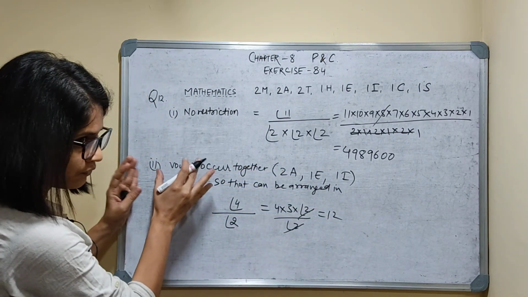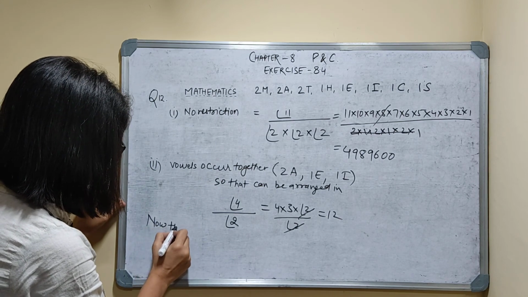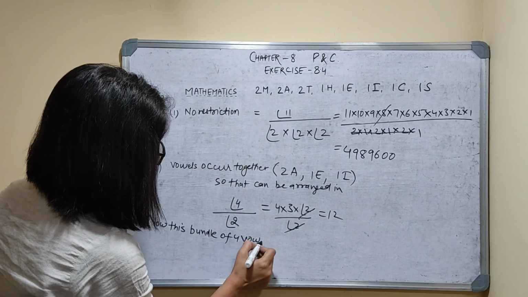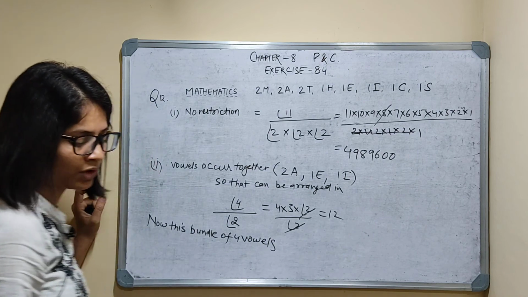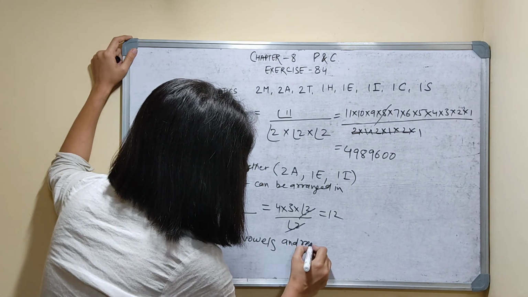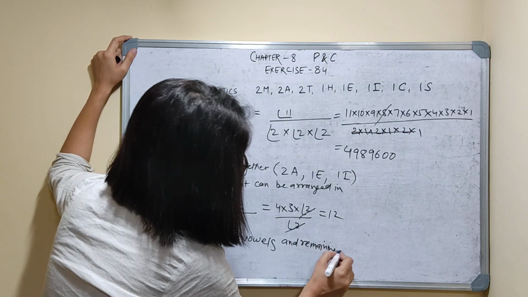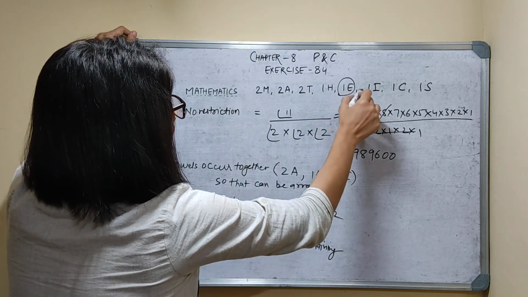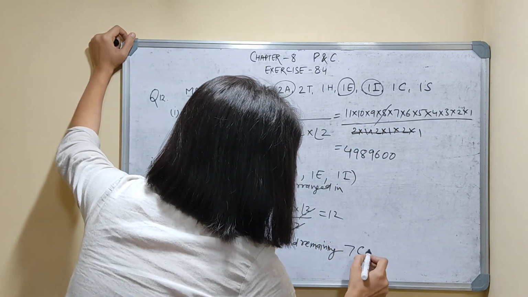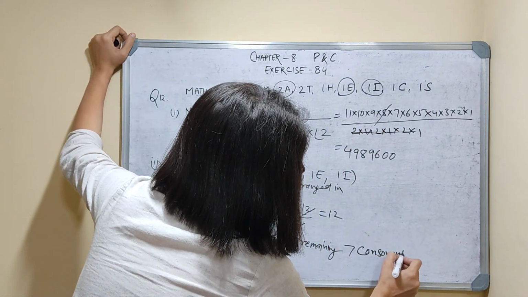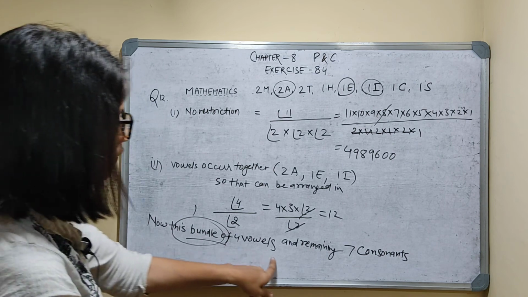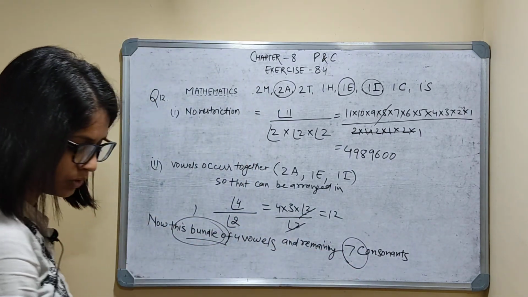Now this bundle of 4 vowels, 2 A, 1 E, 1 I. So total 4 vowels are there. Now this bundle and the remaining, how many are remaining? 1 E, 1 I, 2 A used. So there are 7 consonants remaining. Now the bundle of 4 vowels is treated as 1 and the remaining 7. So 1 plus 7, total 8.